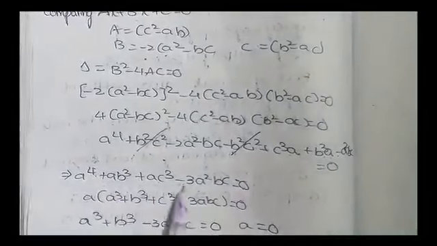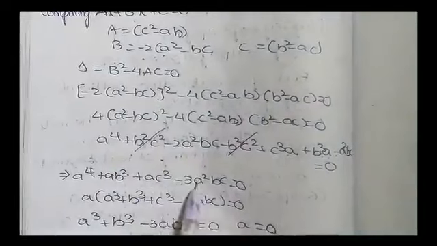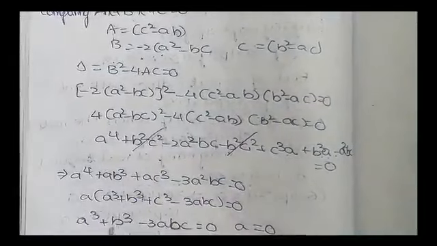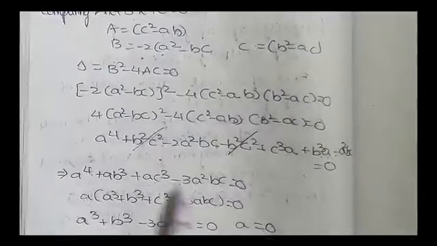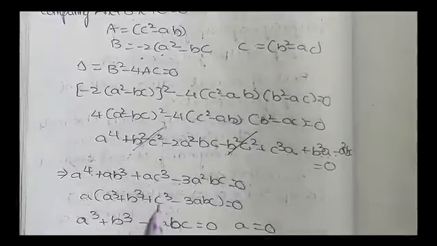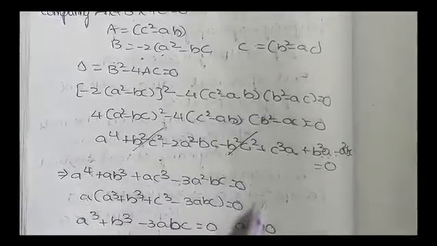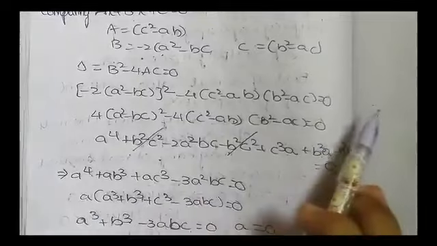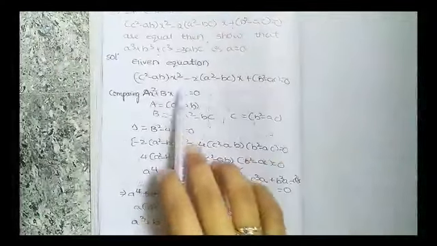Taking a common in all terms, what is common? A. So taking a common, then a is equal to 0 and also a cube plus b cube plus c cube minus 3abc is also equal to 0, which is given to prove. So this is the thing that they asked to prove.